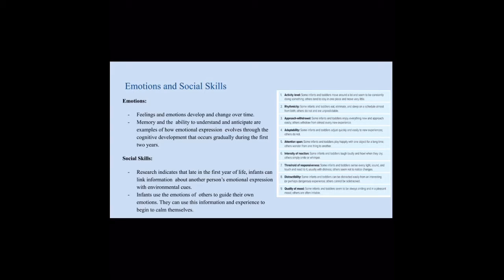Research indicates that late in the first year of life, infants can link information from another person's emotional expressions with environmental cues. Infants can use the emotions of others to guide their own emotions. They can use this information and experience to begin to calm themselves. And here are some emotions and social skills that they develop.